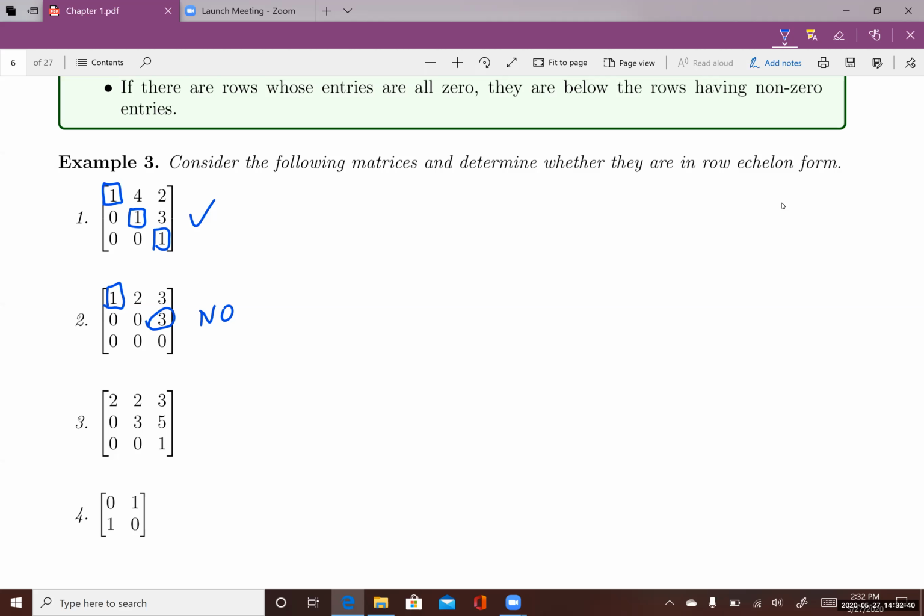How about the third one? The third one, the first non-zero entry of the first equation is not 1. So the first condition is already violated. How about the fourth one?